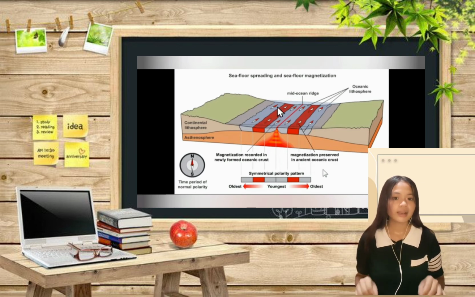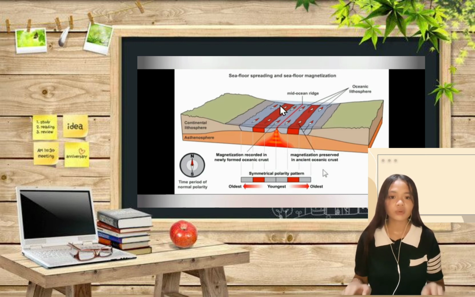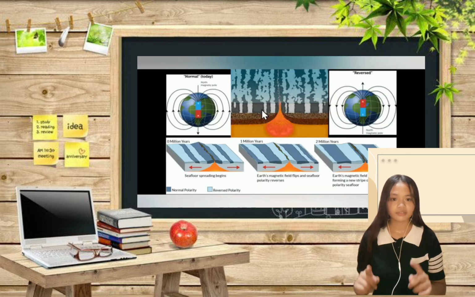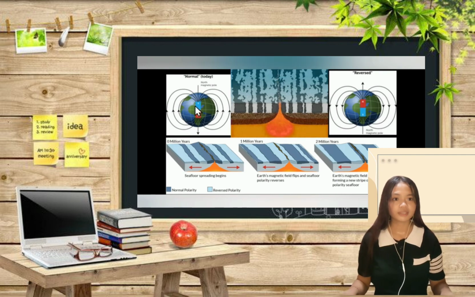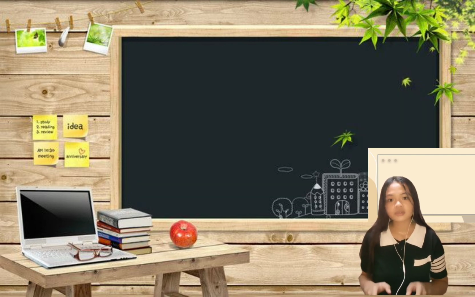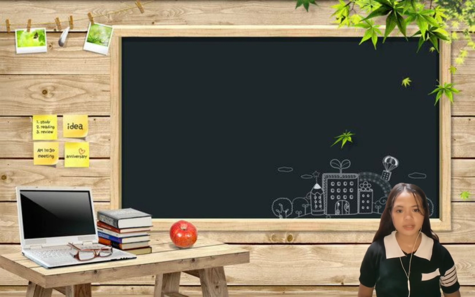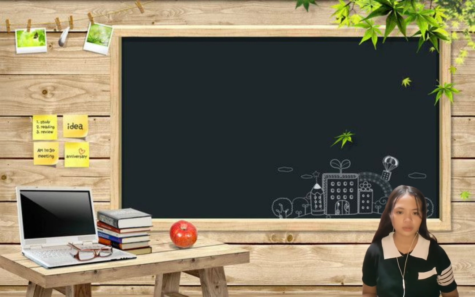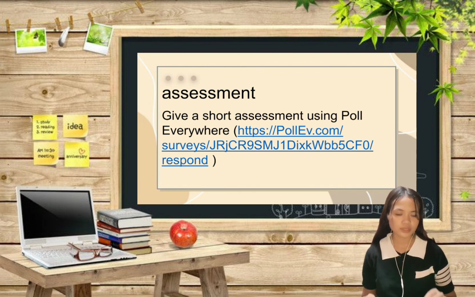Sa magnetic striping, nalalaman natin kung gaano katagal ang lupa o bato sa isang area at nalalaman natin kung kailan ulit nangyari ang magnetic reversal. Because of this, nalalaman natin kung gaano katagal ang magnetic reversal, and that magnetic reversal supported the theory of Alfred Wegener about the continental drift theory. So now that you understand our topic about magnetic reversal, magnetic striping, and how can magnetic reversal be used as evidence for the seafloor spreading theory, so now I want you to visit this link from the poll everywhere and answer the short quiz. I will give you 5 minutes to finish the quiz.